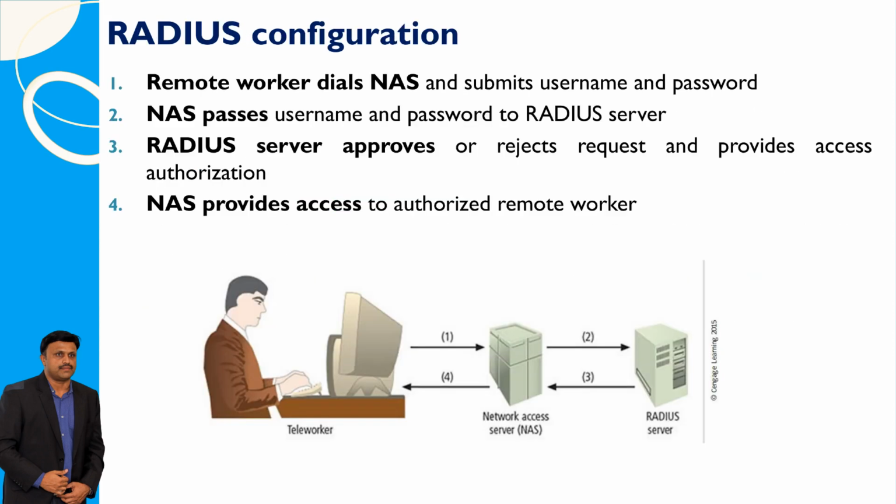In Radius configuration, a remote worker initiates by dialing the NAS and submitting their username and password. The NAS then forwards this information to the Radius server, which evaluates the request and either approves or rejects it, while also granting access authorization. Once approved, the NAS allows access to the authorized remote worker.